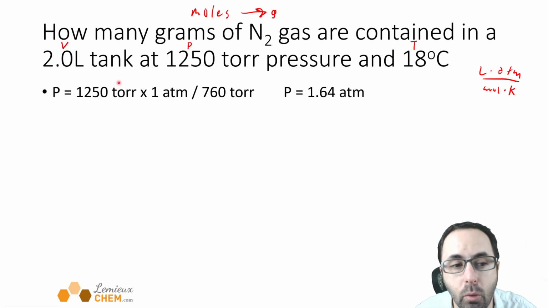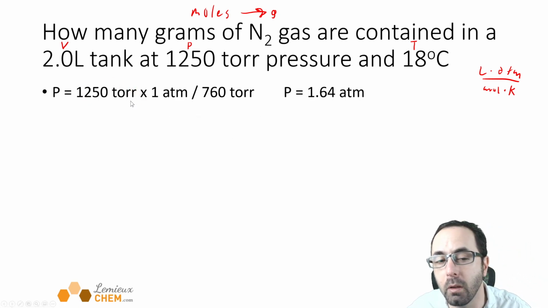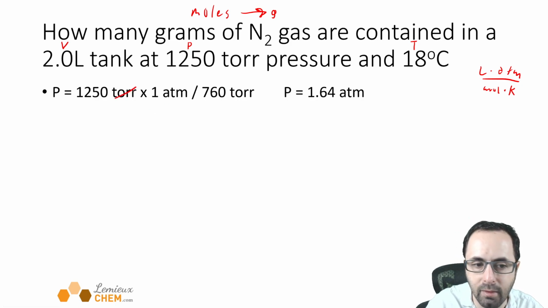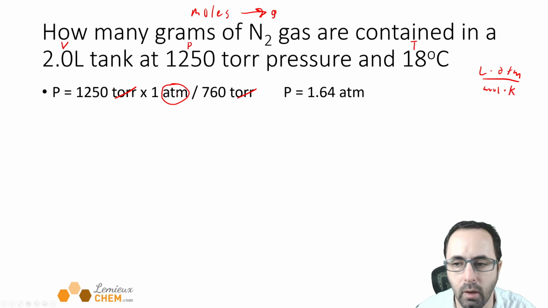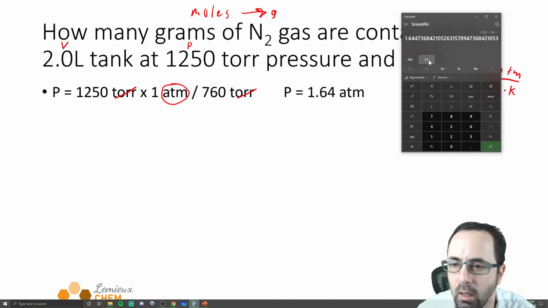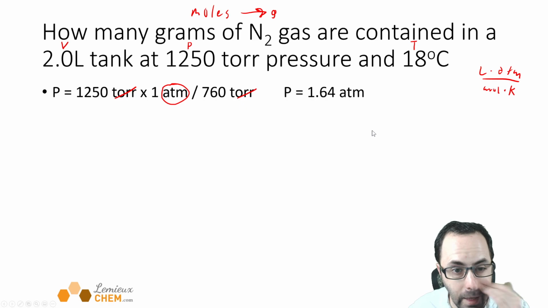So we have the 1250 torr, and remember torr and millimeters mercury are the same thing. So 1 atmosphere is equal to 760 torr, or 760 millimeters mercury. We put the 760 torr on the bottom so that the torrs will cancel, and I have atmospheres here. Okay, so I calculate that. 1250 divide by 760, and I get 1.64, and my unit is atmospheres.